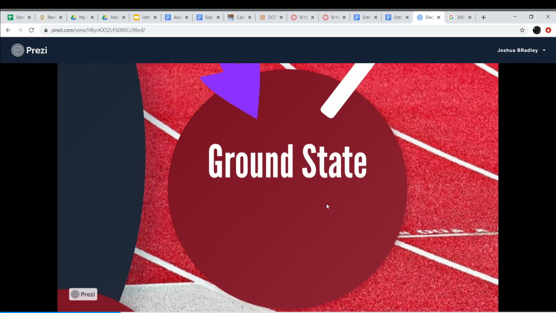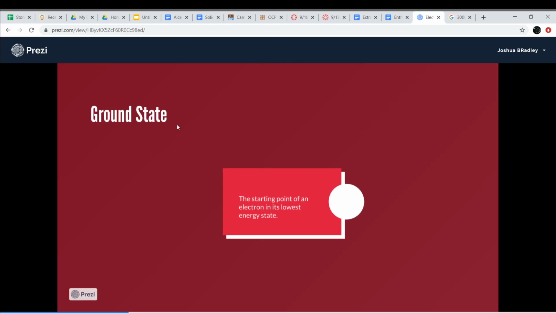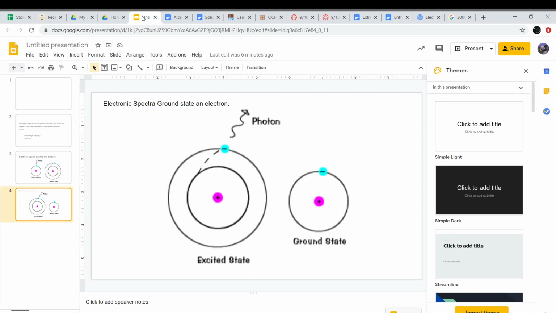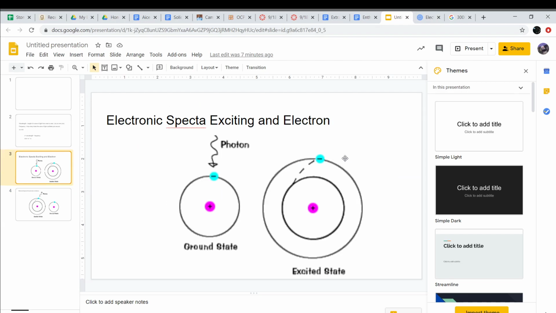Okay? And if it's in, and then we're going to talk about ground state. So ground state is going to be the starting point for any electron. And I want you to think about that in terms of, that's where the electron is most lazy, all right?